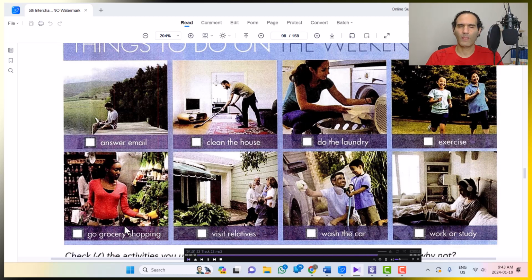Wash the car. I guess that is an activity of the past, but these days if somebody is living in a house, they can do it. In an apartment, I don't think so. And work or study. Okay, so this was the list of the common activities people usually do on the weekend.